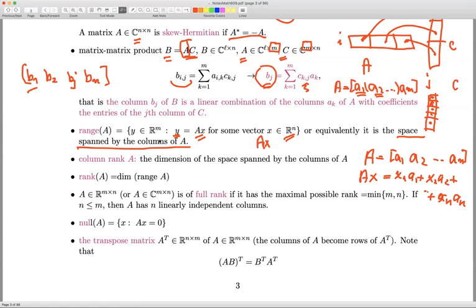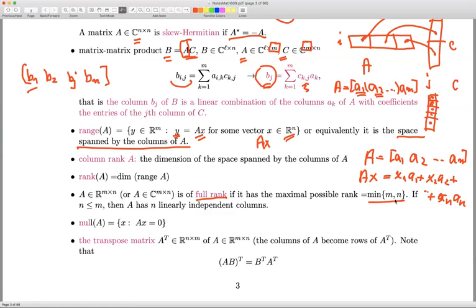of the matrix. A column rank of the matrix is the dimension of the space spanned by the columns of A, and rank of A is the dimension of the range of A, which is the same as saying that this is the dimension of the linear space spanned by the columns of the matrix A. A matrix of dimension m times n is said to be full rank if it has the maximum possible rank, and the maximum possible rank is the minimum between the number of rows and the number of columns.